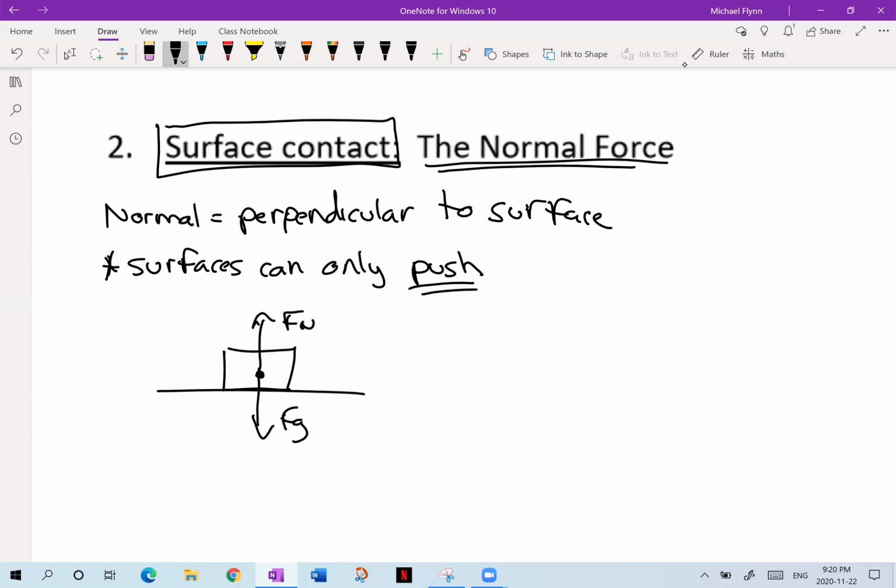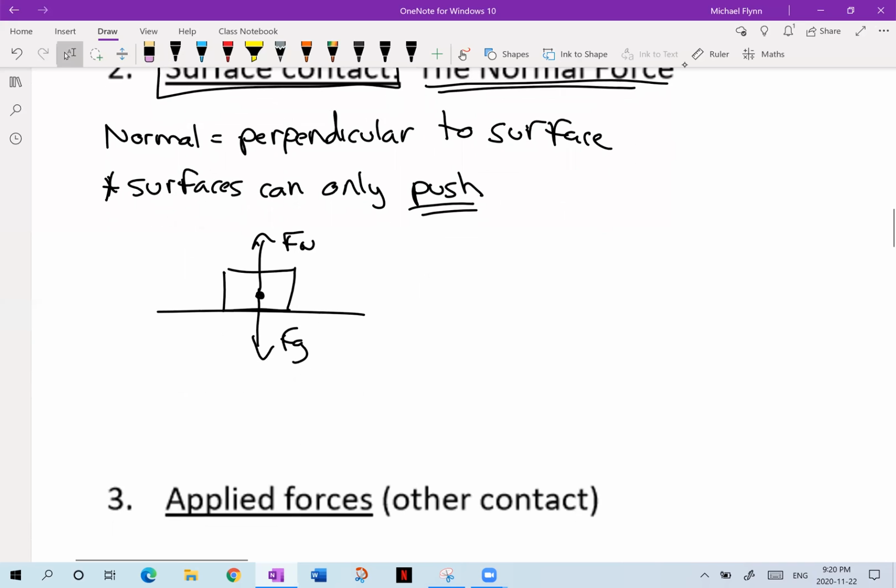It's just mass times 9.8. But if you're accelerating up, that normal force will increase. If you're accelerating down, it will decrease to give you acceleration either up or down, okay? So that's surface contact, normal forces. We did it last year, so moving on.